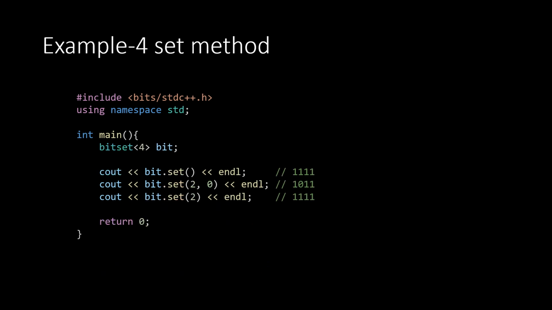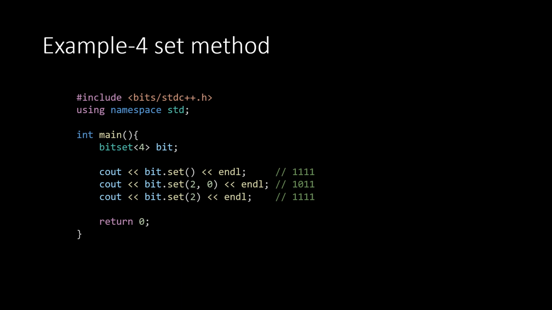Next one is the set method. This set method is used to set a particular bit to 1. If we do not pass any parameter to this set method, it will convert all the bits into 1. You can see that there are 4 bits in the bitset class. So we try to set the values. If we do not pass any parameter, it will set all the bits to 1.